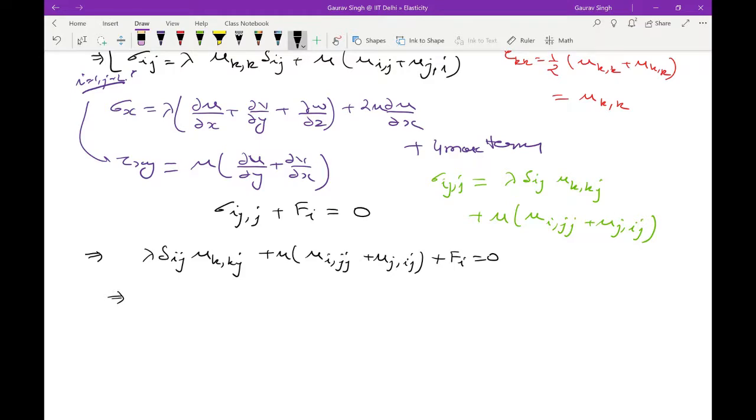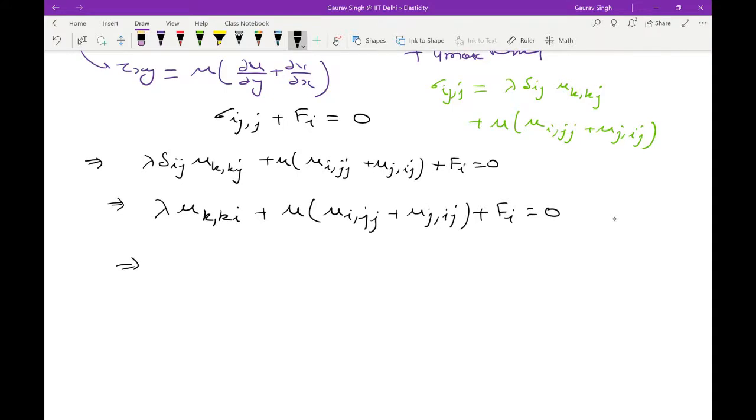Now we want to do a few things over here. First is that we can say that for non-zero deltas, j will have to be equal to i, so it will be mu into u_{i,jj} plus (lambda plus mu) u_{j,ij} plus f_i equal to 0.